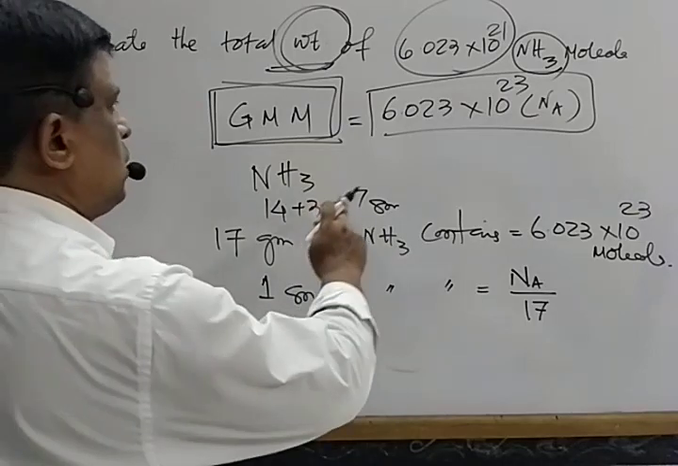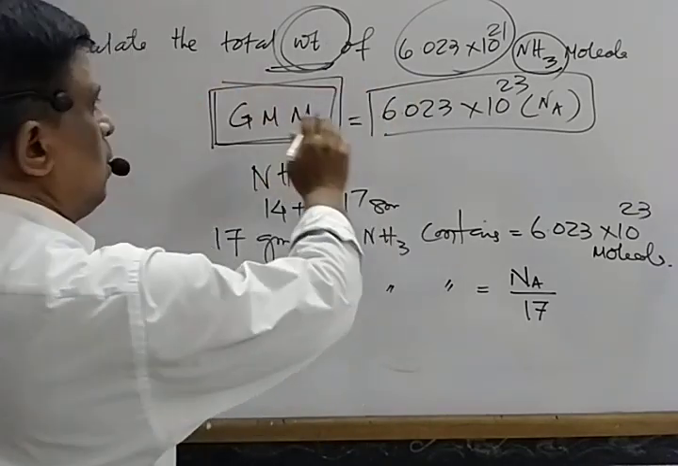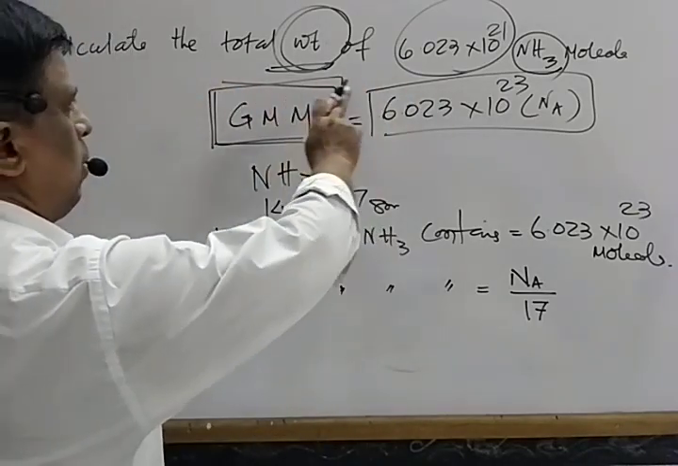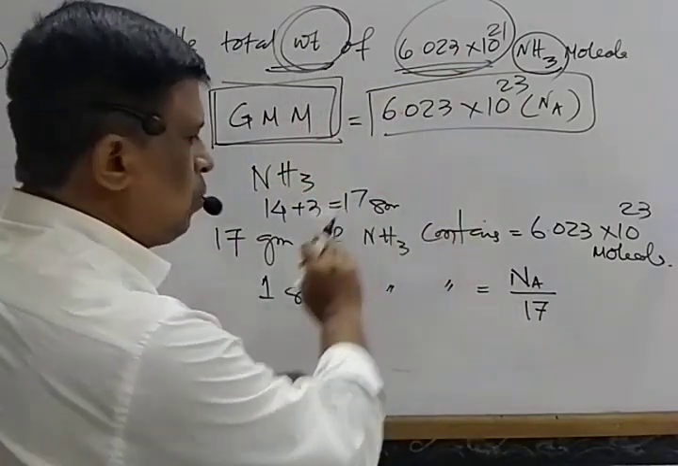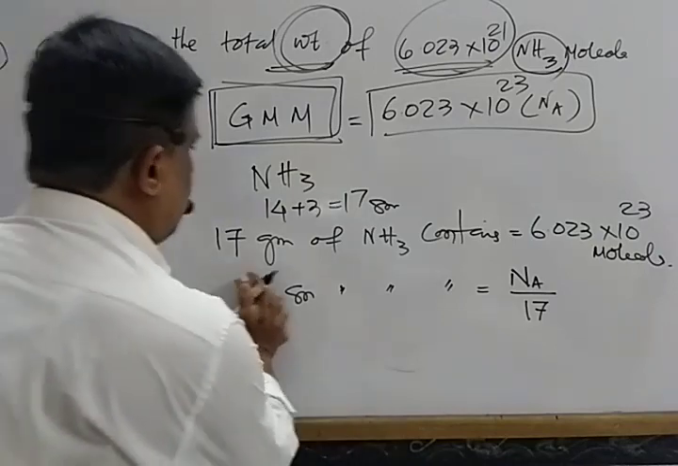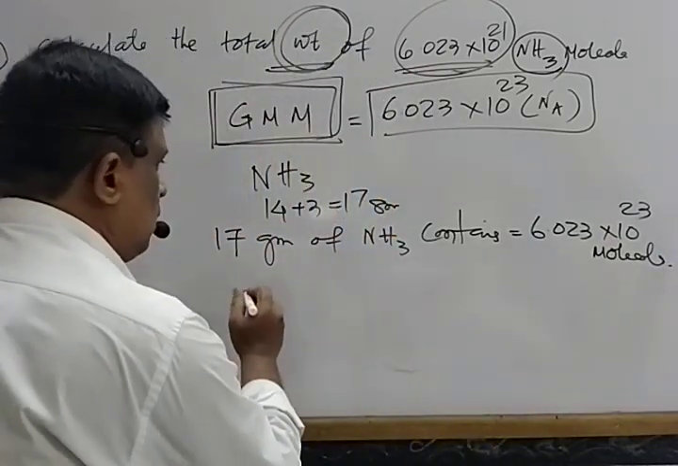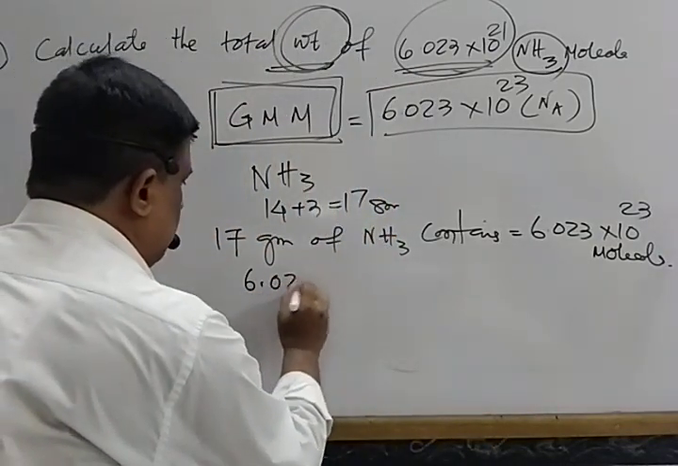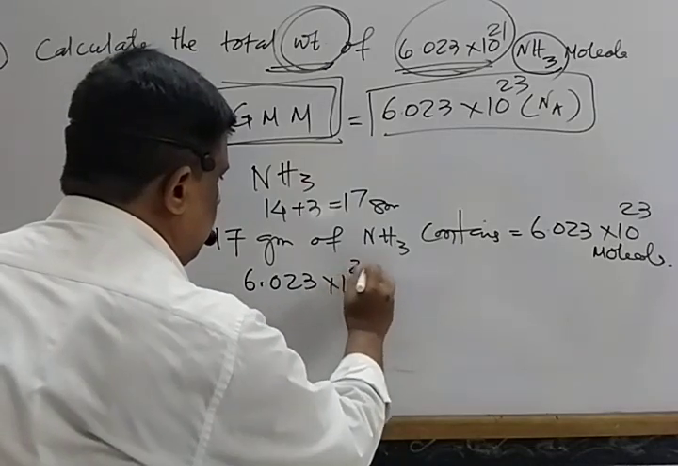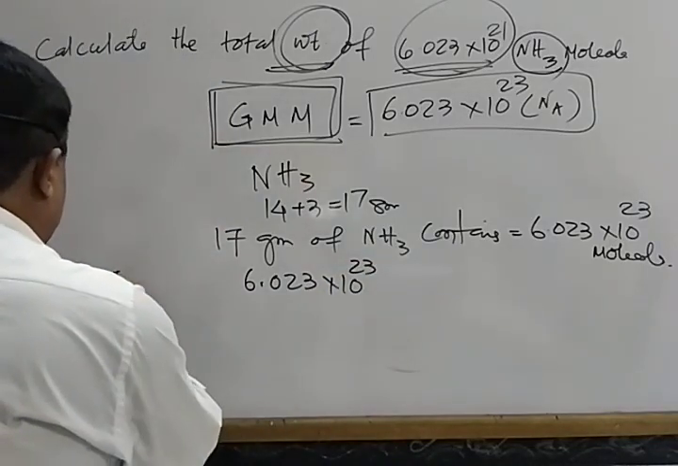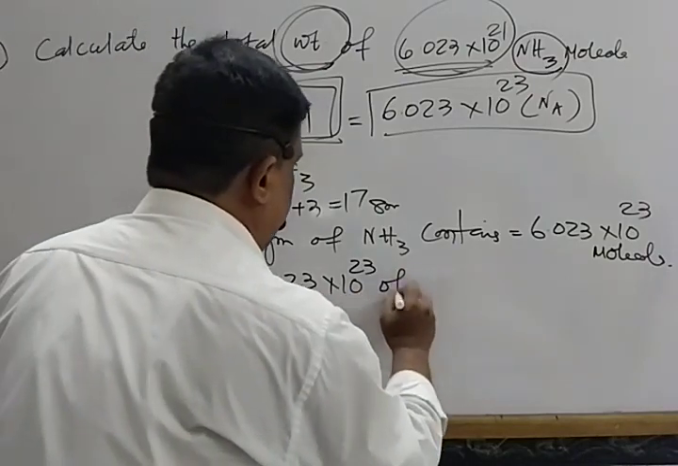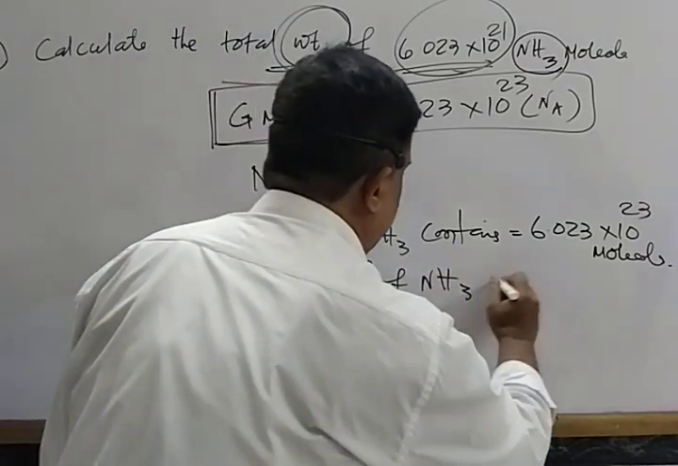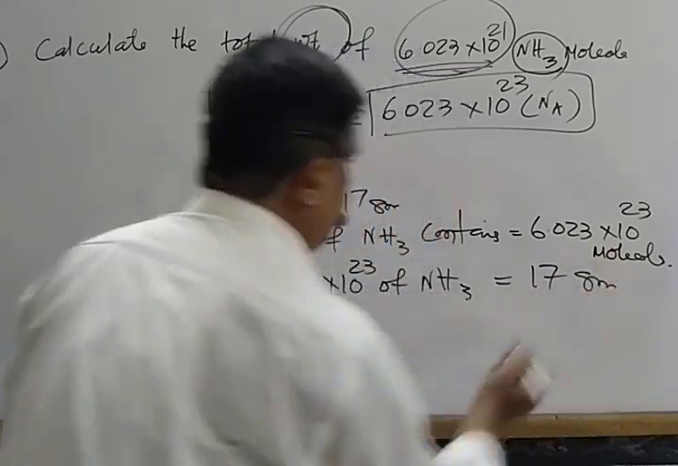Then according to the question, what is the question? Calculate the total weight of this number of molecules. So reverse the question. Now reverse the data. Mark that. 6.023 into 10 to the power 23 molecules of NH3 weigh 17 gram.